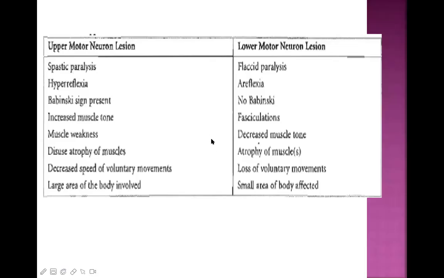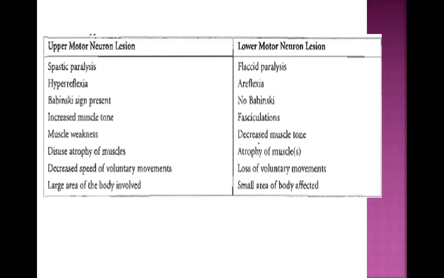Now look at this table. In upper motor neuron lesion, these are the clinical features. In lower motor neuron lesion, these are the clinical features. Spastic paralysis versus flaccid paralysis. Spastic means spasm. Spasm means contraction of the muscle. That means the tone is excessive. So excessive tone with paralysis is a feature of upper motor neuron lesion, and loss of tone, which is called flaccidity, and paralysis is the feature of lower motor neuron lesion.